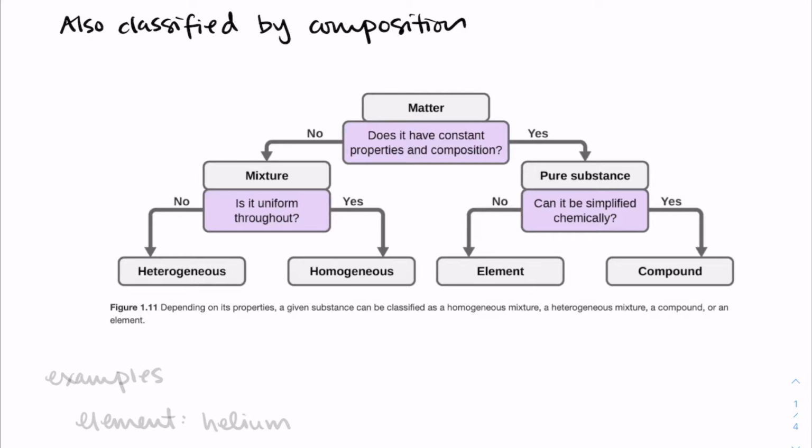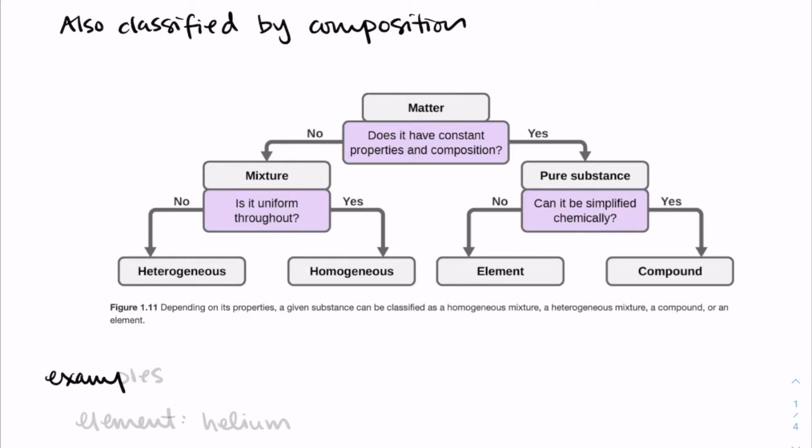For a pure substance, if you can simplify it chemically, so I guess that's a yes, then it's a compound. So it might be made up of other things. It might not be easy to simplify it chemically, but you could. And if you cannot simplify it chemically, then it is just an element.